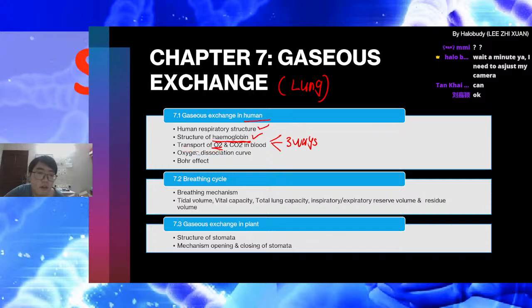Okay, so this is the third topic. And then the fourth and fifth topic is totally new to you. I am confirmed that this is new to you. SPM tak pernah belajar. The topic is about the oxygen dissociation curve. Oxygen or carbon dioxide dissociation curve. Ini topik yang berkaitan dengan graf punya. Dia ada satu graf berkait dengan partial pressure of carbon dioxide vs pH level.